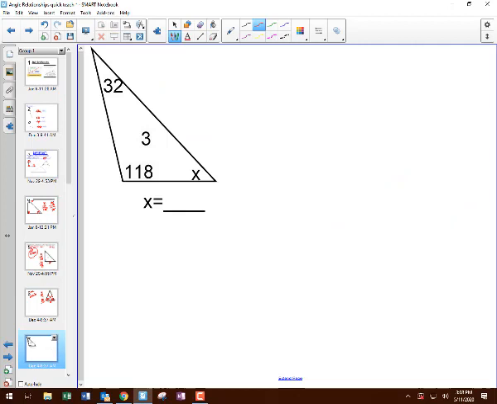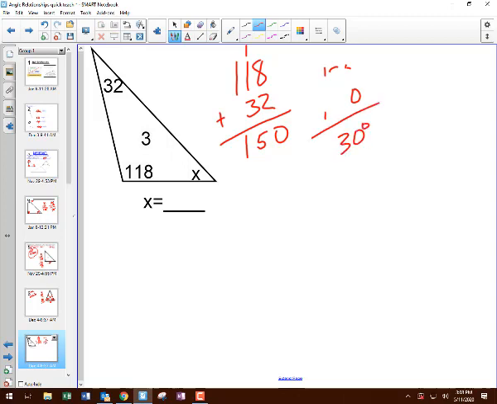Okay, on our last example dealing with this particular type of problem here, I see 118 right away on this angle and 32, so I'm going to go ahead and add those together. So what I know inside of there is 150. Alright, and so then I'm going to subtract that from 180, and I should get 30 degrees. So the measure of x is 30 degrees.